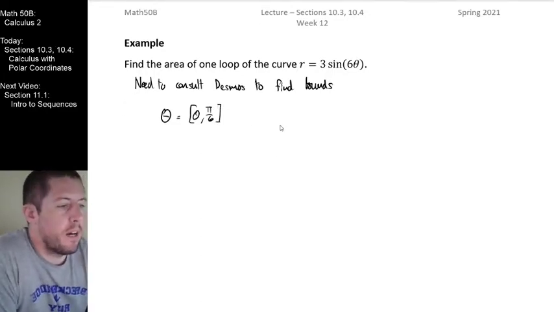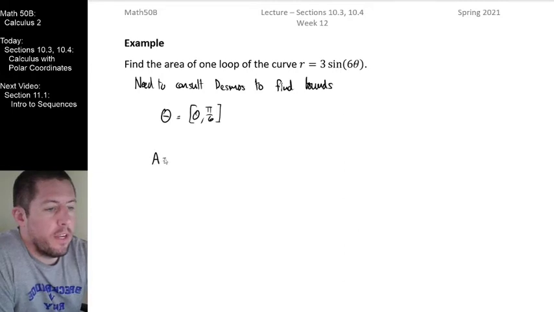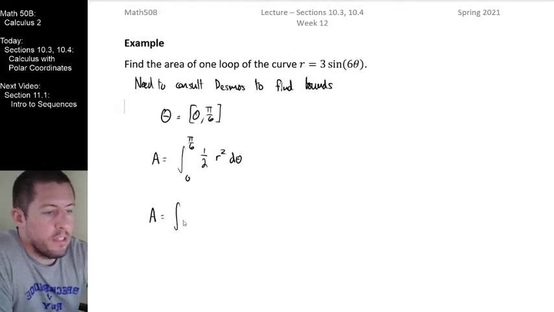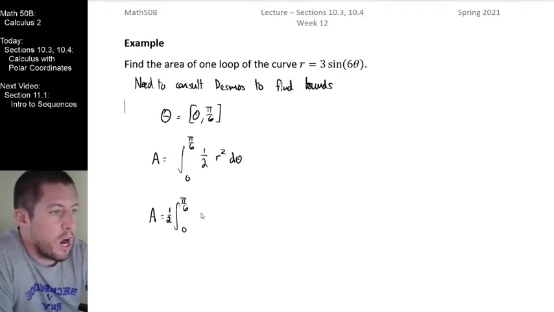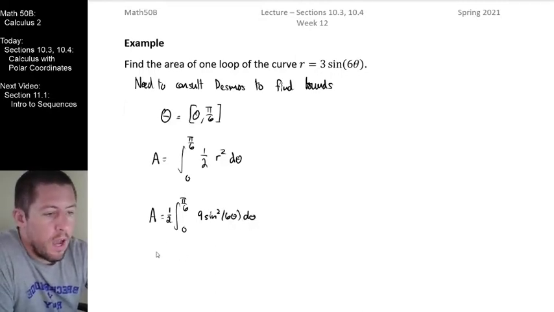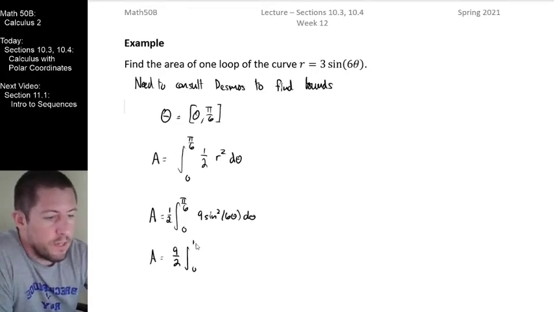So let's go ahead and build our area integral here. Area should be the integral from 0 to pi sixths of 1/2 r squared d theta. Well, we've got an equation for r right there, so I think we're going to be in good shape to make this happen. 0 to pi sixths. I think I'll pull my 1/2 out front. I think it's going to get some buddies though in a second here. R squared should be 9 sine squared 6 theta, d theta. I certainly want to pull that 9 out front here as well. 9/2 integral from 0 to pi sixths.